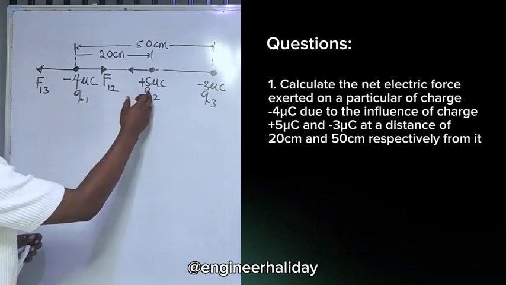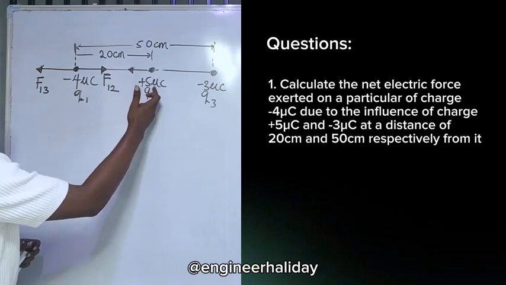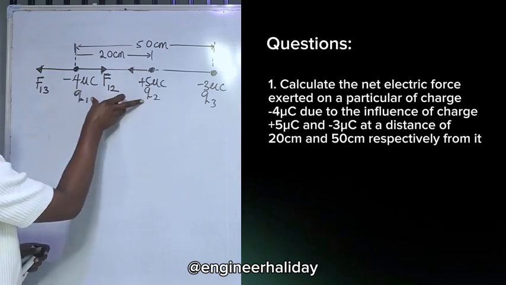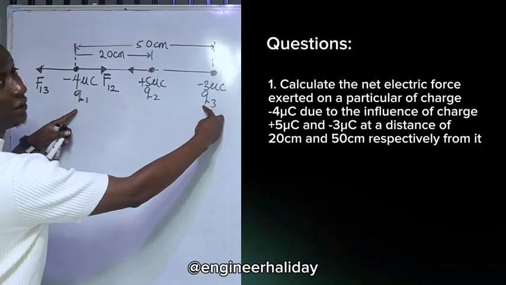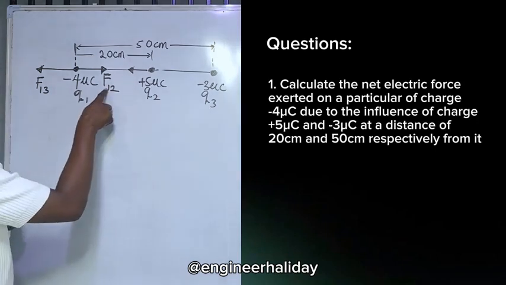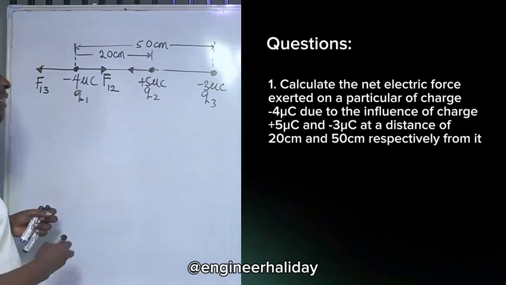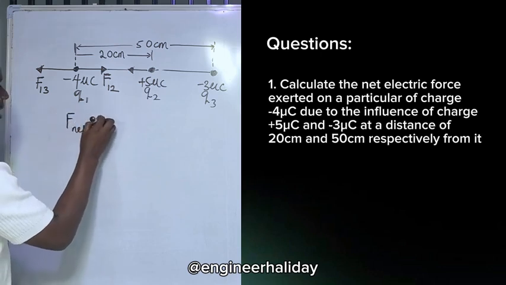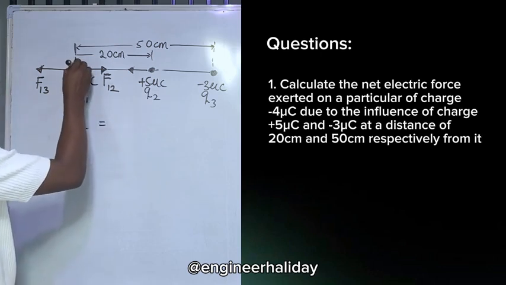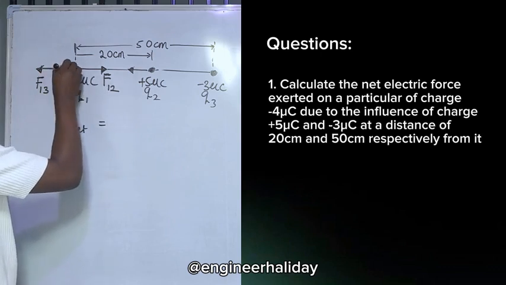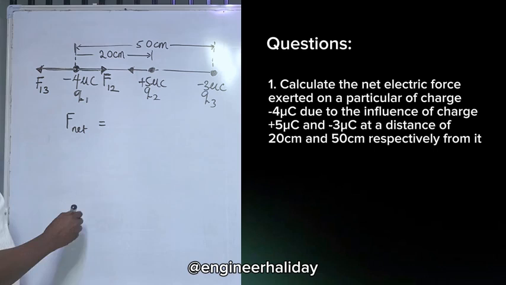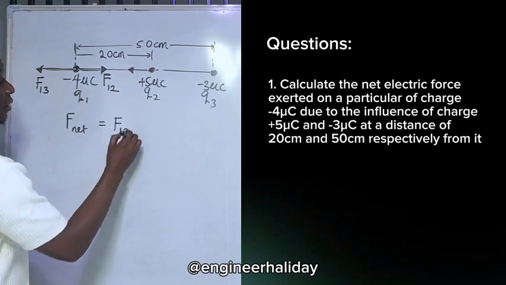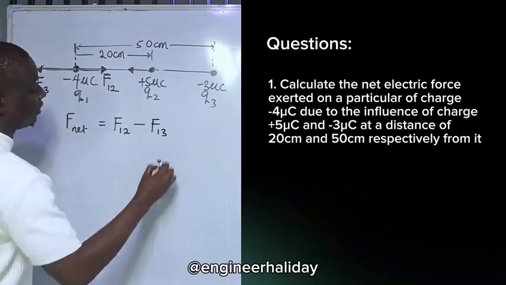Because the distance of 5 microcoulombs from minus 4 microcoulombs is very small compared to this one, which is 50, I will say F12 will have a higher force than F13. So the net force here, having in mind that they are moving in opposite directions, one going this way and the other going this way, is the bigger force F12 minus the smaller force F13.